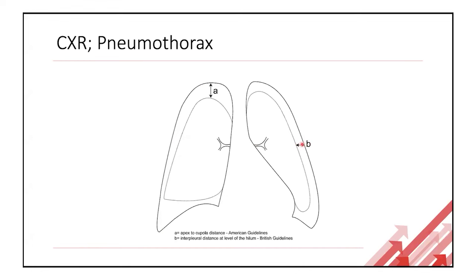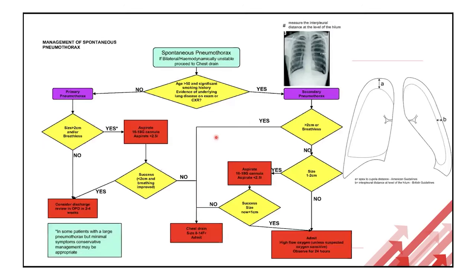So you measure the interpleural distance, basically from the rib cage to the lung. That distance is what we were measuring. Significant was 2 centimeters. For the American guys, it was from the apex to the rib cage at the top, okay? Since we are doing the British Thoracic Society guidelines, we will go with the British way, which is the measurement at the hilum. So the significant difference was 2 centimeters.